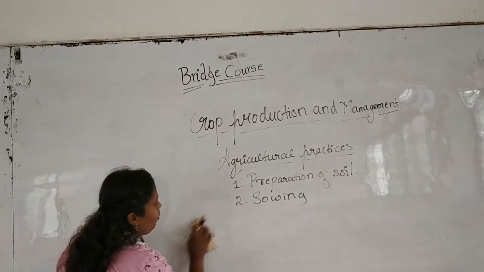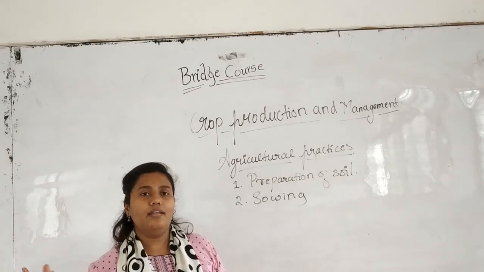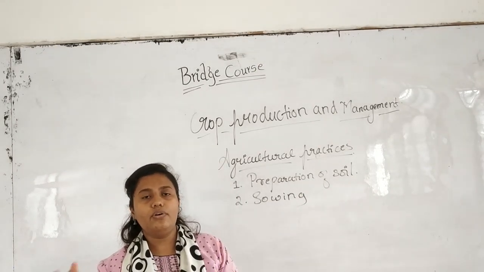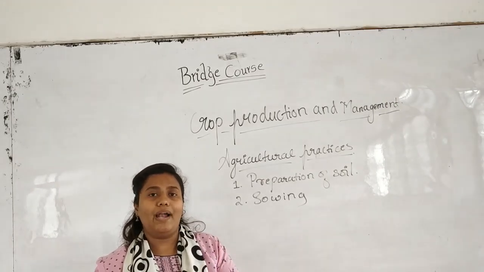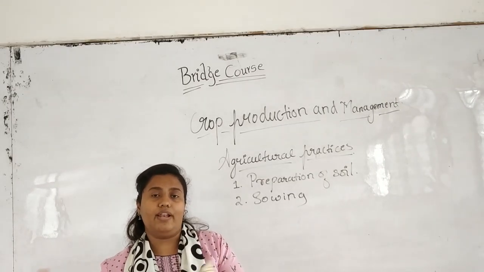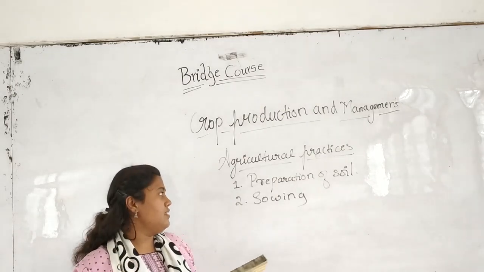Okay, so this method is a traditional method. The modern method, what we use it as, is a seed drill method. Using a tractor, they use huge seed drills to sow the seeds at a particular pattern, or you can say at a regular interval, at regular distance. Okay, there the seed drill process is used.